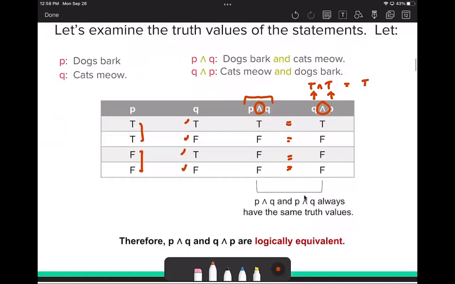So now we can say that P and Q and Q and P are logically equivalent. Okay.